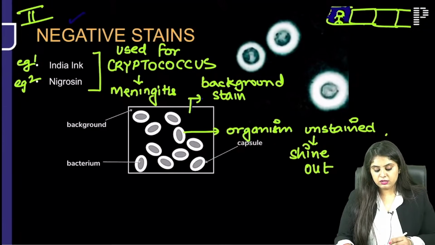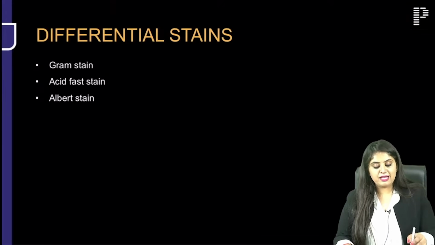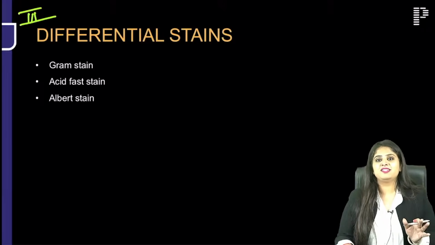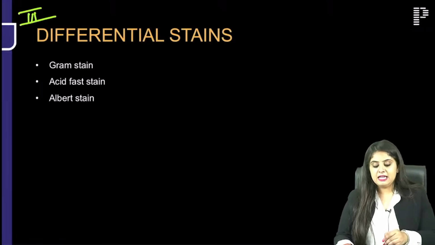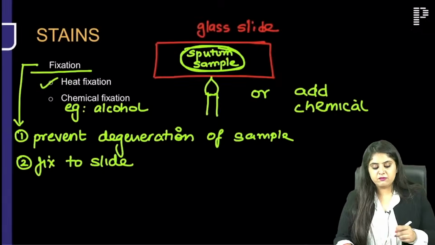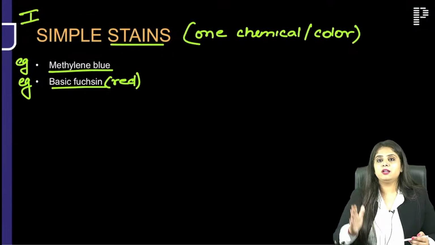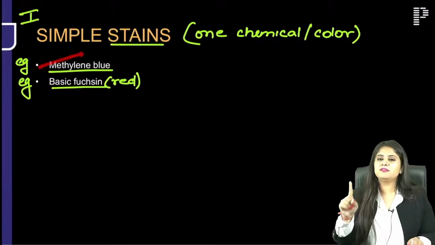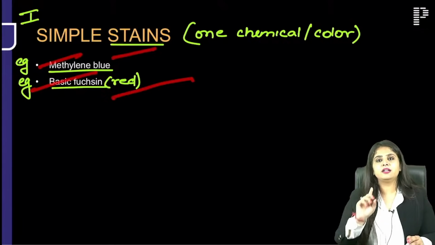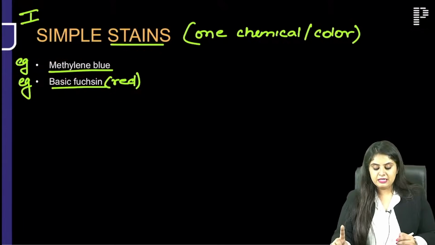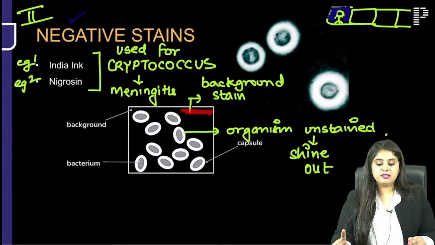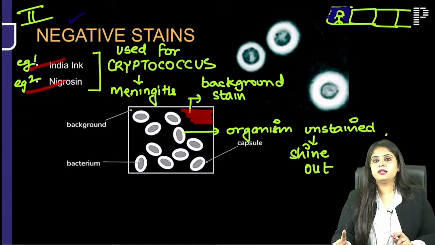Coming to the third one, those are known as the differential stains. The real deal is this. Till now it was time pass, meaning it was very one line. Now comes the real deal. The first stain, quick revision, was simple stain. Make a mind map. The first stain was simple stain. Simple means one color. Either add blue color or add red color. One color only, simple stain. Second was negative stain, where you stain the background. Examples, India ink and nigrosin.